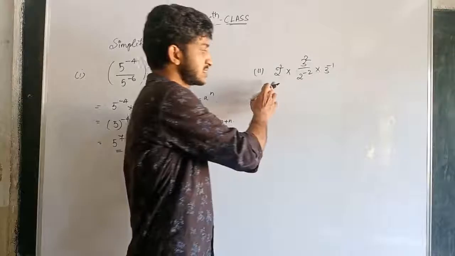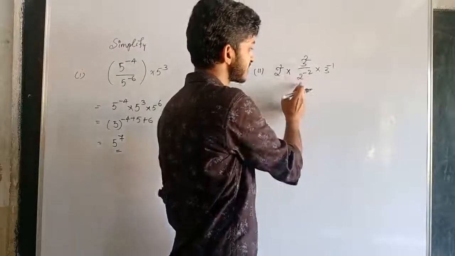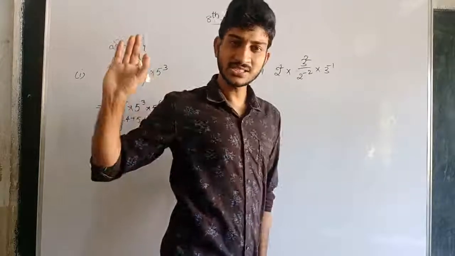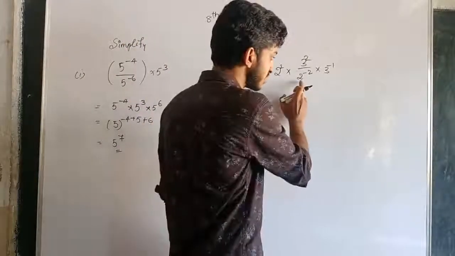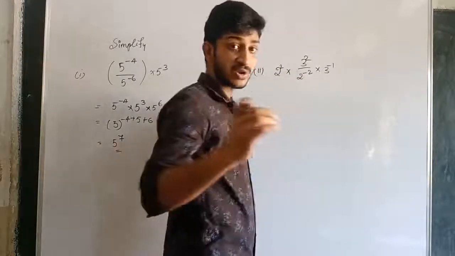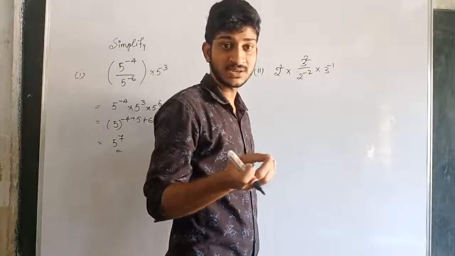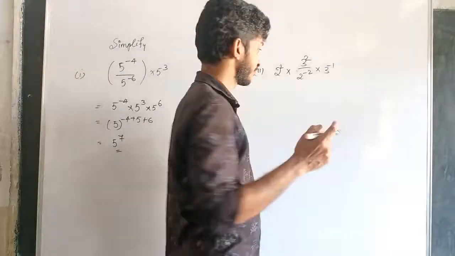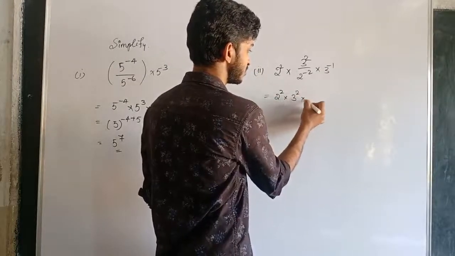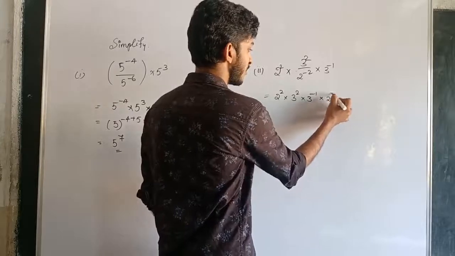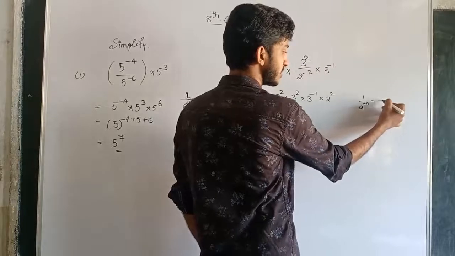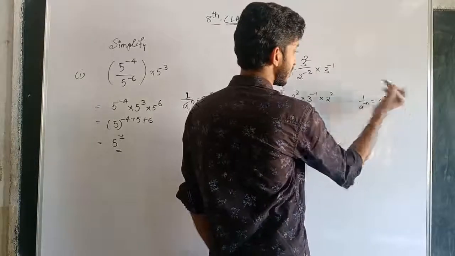See here, 2 square into 3 square by 2 power minus 2 into 3 power minus 1. I am solving this problem the same as the previous one. Here it is a negative exponent, so I am converting this negative exponent to a positive exponent, meaning I am taking this denominator number into the numerator. So 2 square into 3 square into 3 power minus 1 into 2 power 2. What is the formula I am using here? a power minus n equals 1 by a power n.